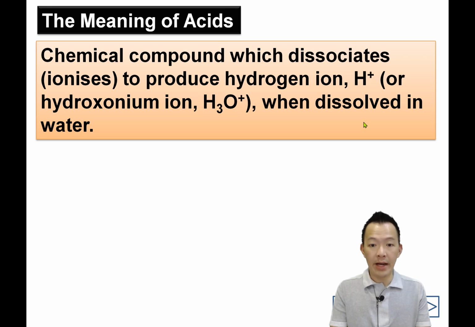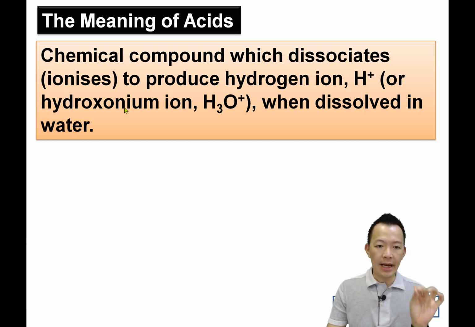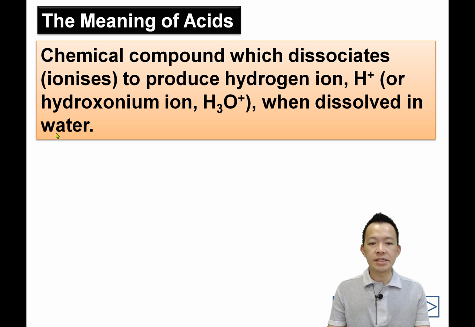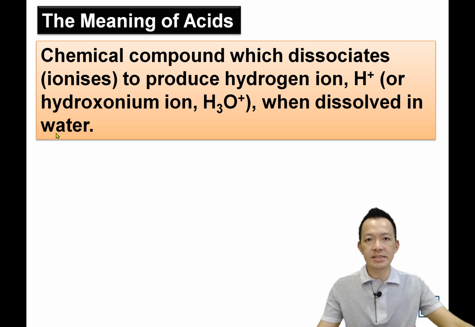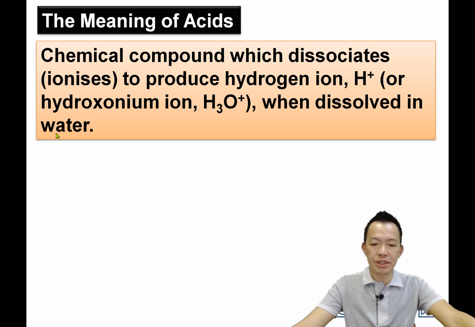So what's meant by acid? They are chemical compounds which dissociate or are ionized to produce a hydrogen ion. Okay, or you can call it hydronium ions when dissolved in water. Or not very understand? 什么都不明白对不对，不要紧张，我有在 I talk in Chinese. What's meant by acid?